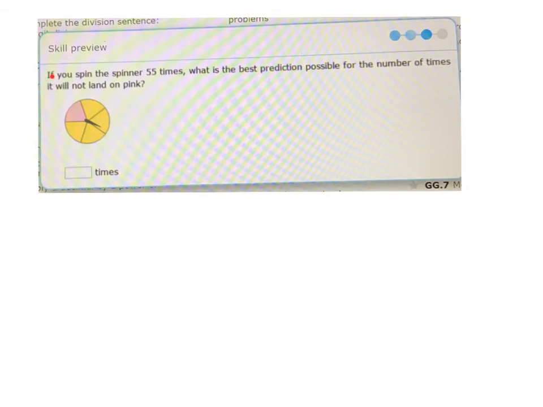This example says, if you spin the spinner 55 times, what is the best prediction possible for the number of times it will not land on pink? So there's 1, 2, 3, 4, 5 possible options, and 4 of those are not pink, obviously yellow. So if we do it 55 times, 4/5 of those times should land on yellow or not pink. So we have to ask ourselves, what is 4/5 of 55?